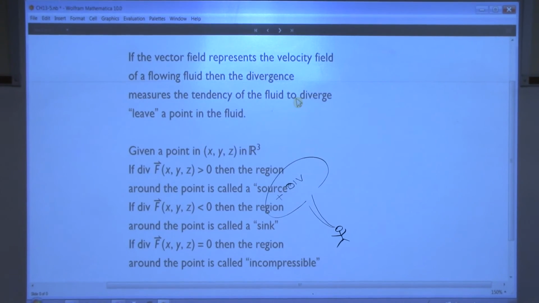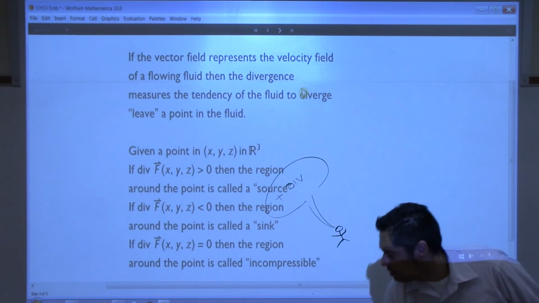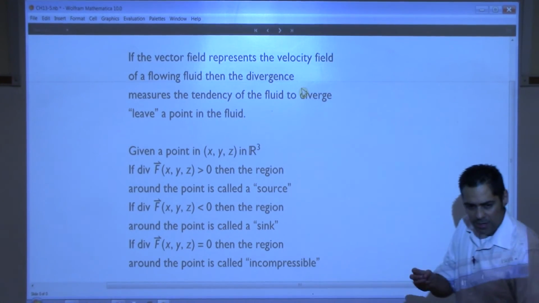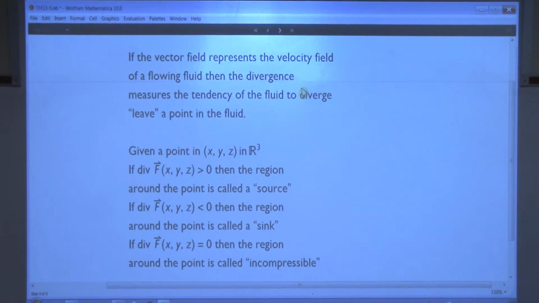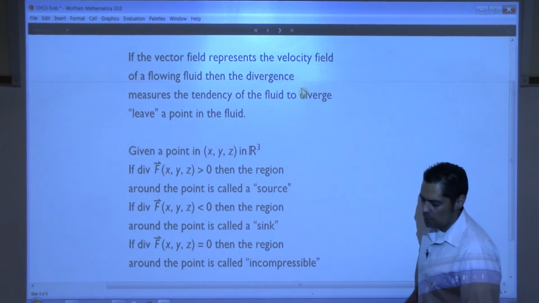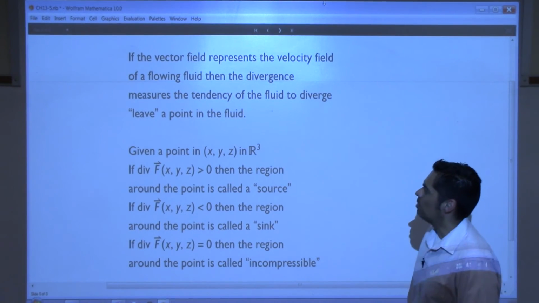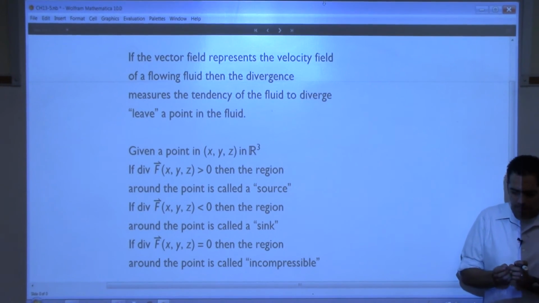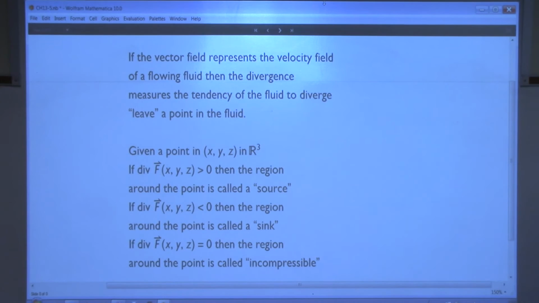So in terms of, curl gave us the tendency of our fluid to want to twist, to turn, to curl. The div measures the tendency of the fluid to diverge or leave a point. It's kind of difficult to explain. I know some of you have heard of divergence before. Divergence: the tendency of the fluid to diverge or leave a point.